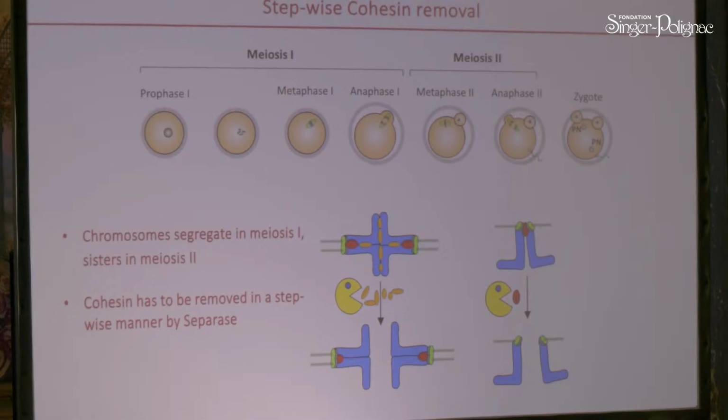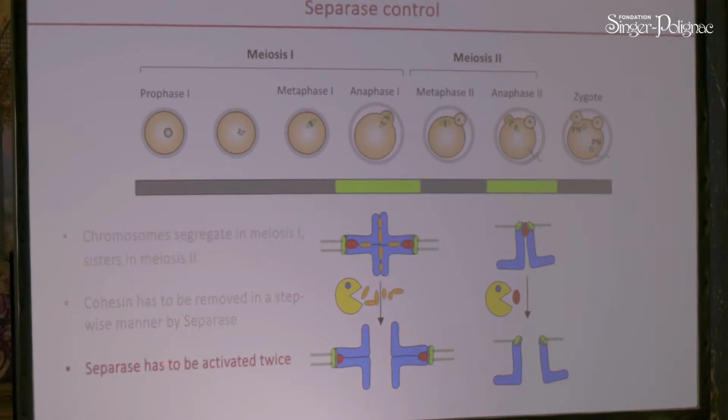So the stepwise removal of cohesion requires that separase is activated twice, once at the metaphase to anaphase transition of meiosis I, and the second time at the metaphase to anaphase transition of meiosis II. And to prevent precocious cohesion removal, it's really important that separase control is very tight and doesn't occur, for example, at the transition from meiosis I into meiosis II or before the metaphase to anaphase transition.